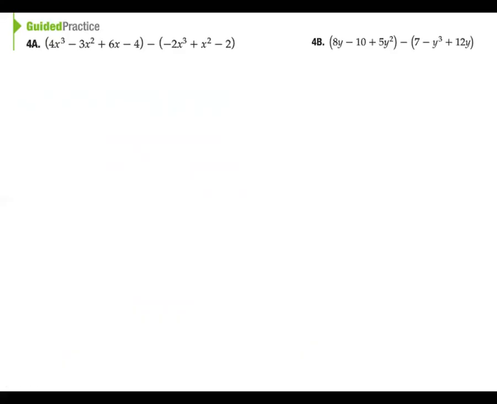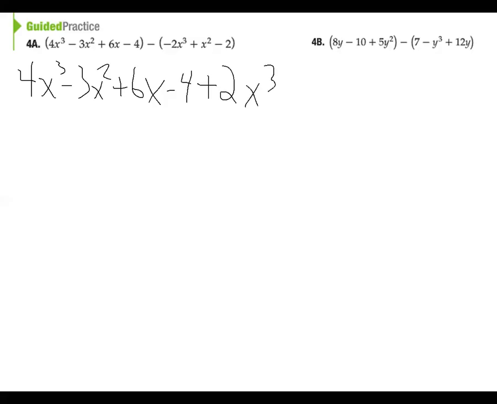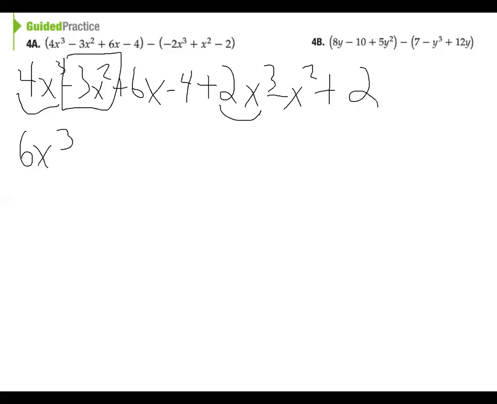Okay, we're back. So, like I said, all I like to do is just distribute the negative first. So that'd be plus 2x cubed minus x squared plus 2. And then combine like terms. And I just go from the highest exponent to the lowest. So 4x cubed, 2x cubed will give you 6x cubed. Minus 3x squared minus x squared will give you minus 4x squared.